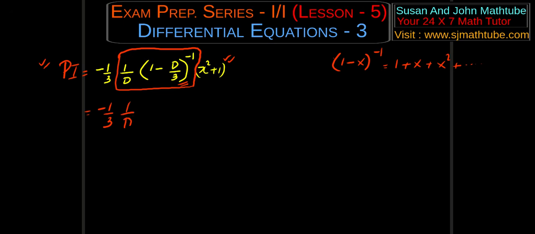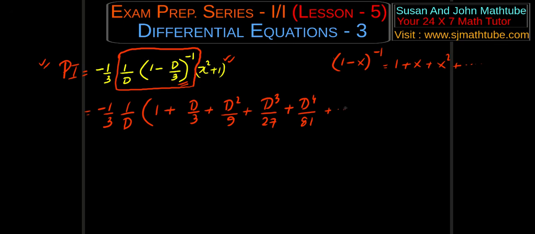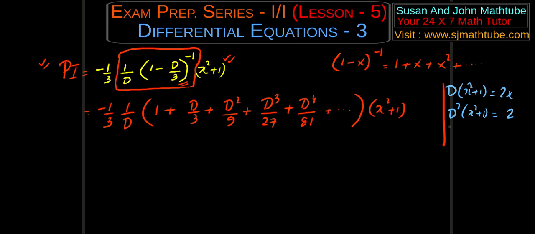So we get 1 by d and 1 plus d by 3 plus d square by 9 plus d cube by 27 plus d to the power 4 by 81. Yeah, now that's enough, more than enough, of x square plus 1. Because take a look at this. The derivative of x square plus 1 is 2x. The second order derivative of x square plus 1 is 2.